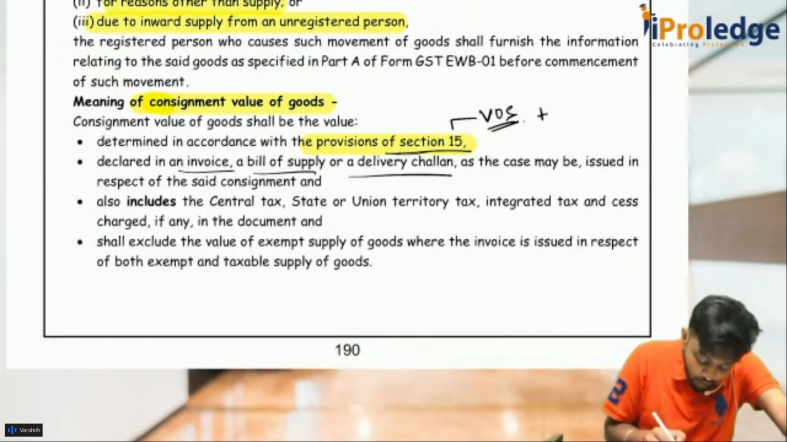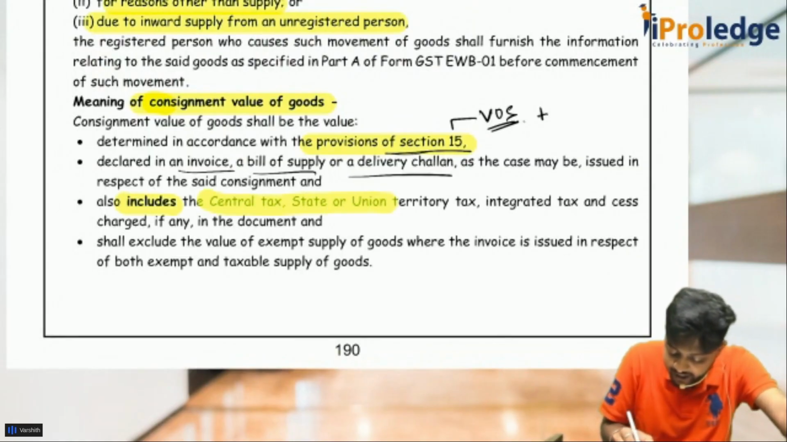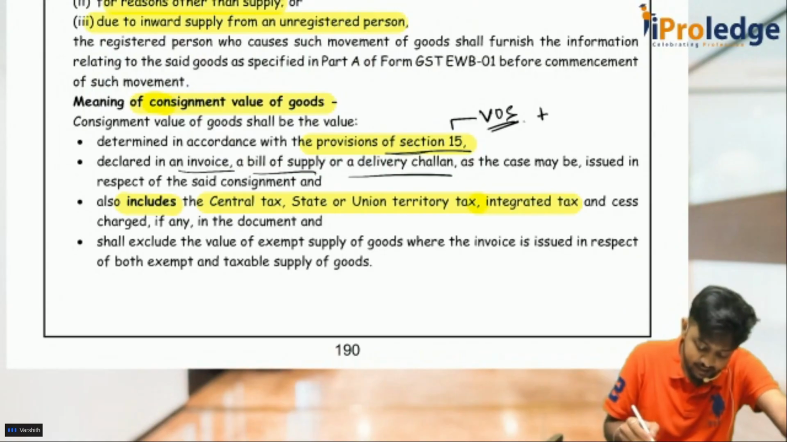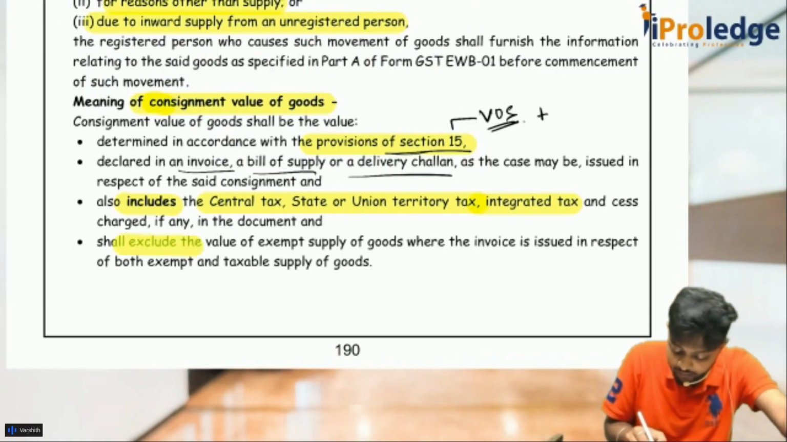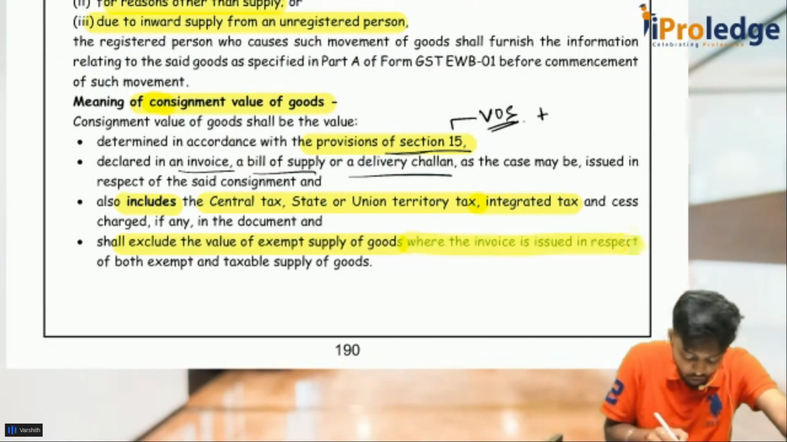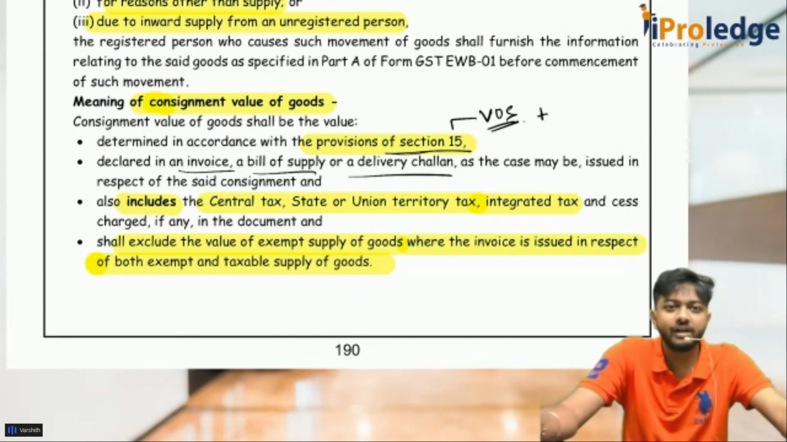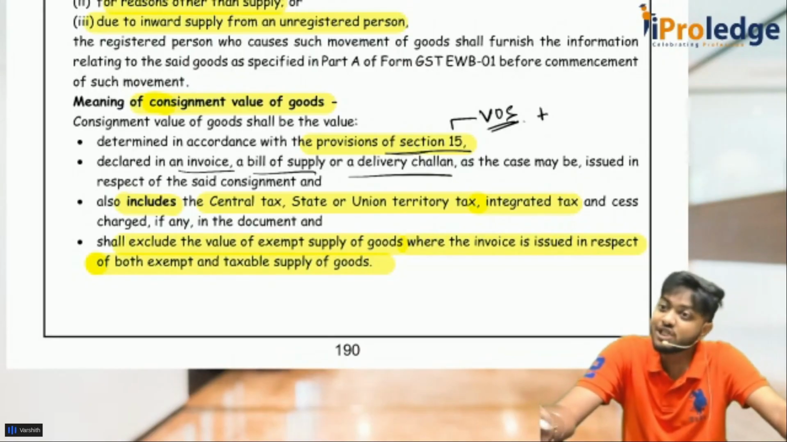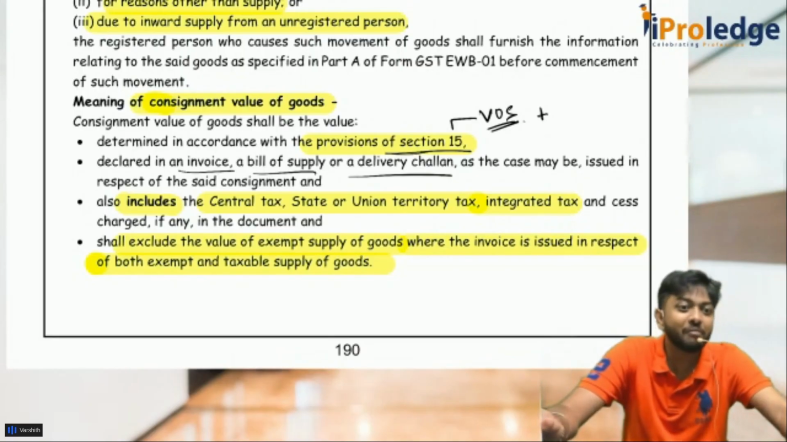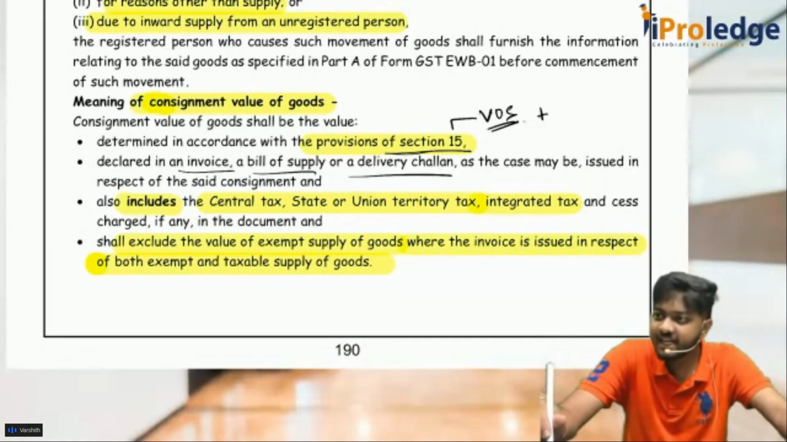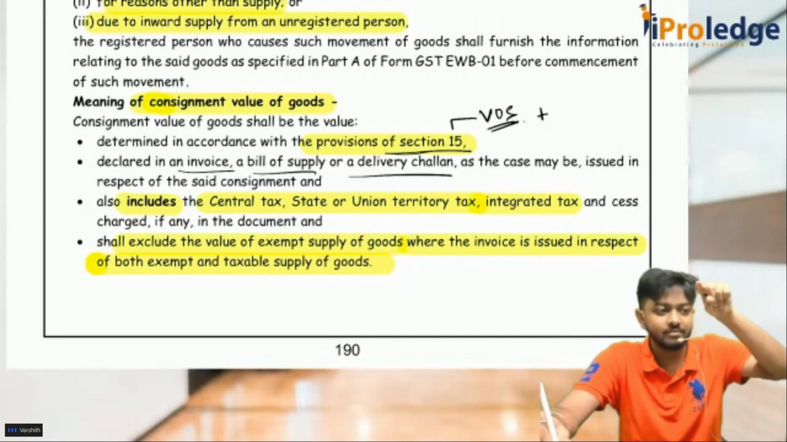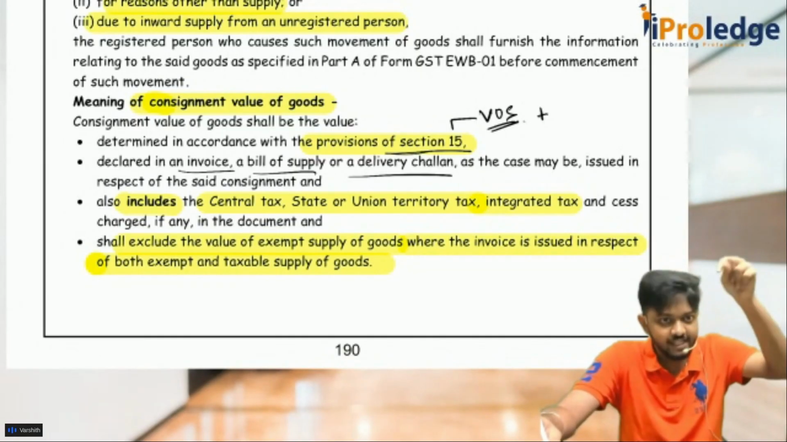Very, very important point. It also includes central tax, state tax, union territory tax, IGST and cess, and shall exclude the value of exempt supply of goods where the invoice is issued in respect of both exempt and taxable supply of goods. It is very important. The one and only place where GST is also included in determining the value. Everywhere in the act it is excluded, GST especially, but this is the only place where GST is included. That means whenever they are telling 50,000, that 50,000 includes GST also.